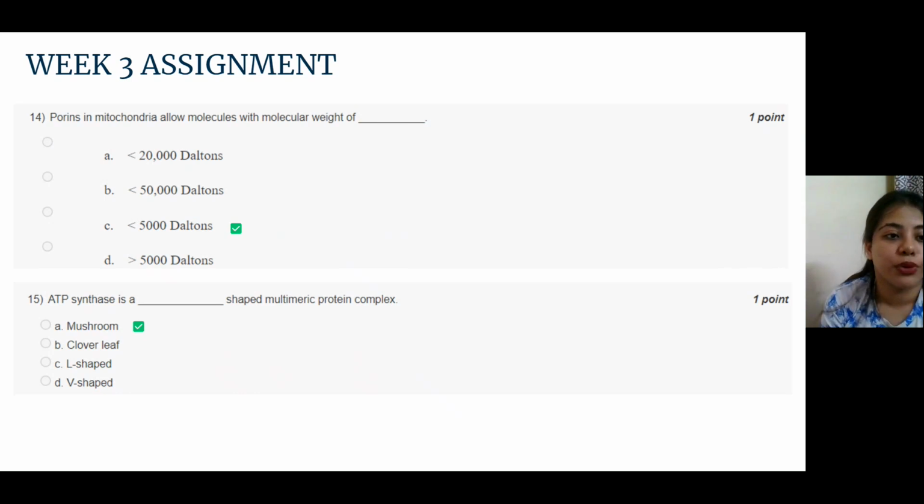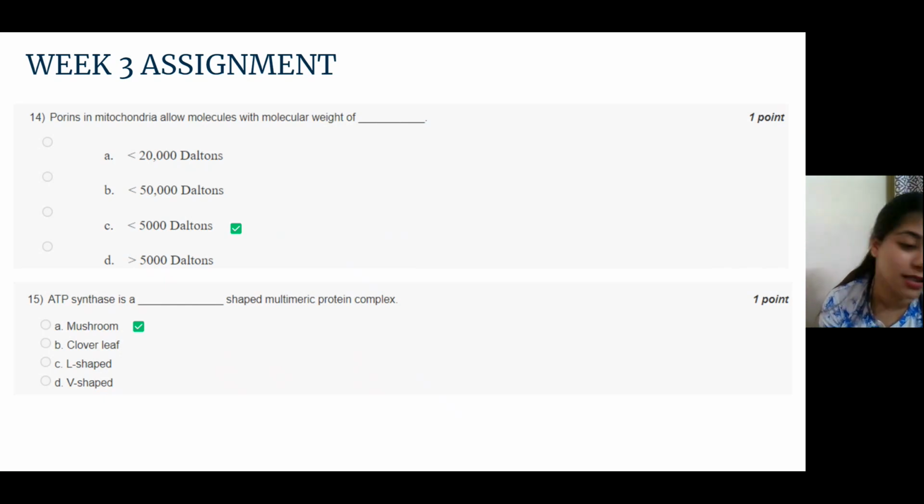Then we come to question 14. This was a fairly direct question where we had been asked that porins in mitochondria allow molecules with a molecular weight of what? So porins are, as the name indicates, pore proteins that provide a channel through which certain molecules can pass, and the distinguishing factor based on which a molecule would or would not be allowed to pass is usually its molecular weight.